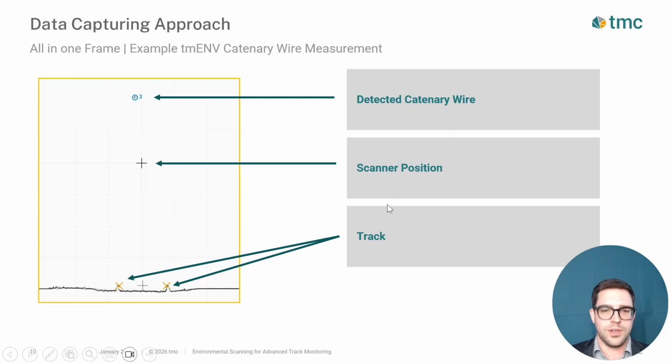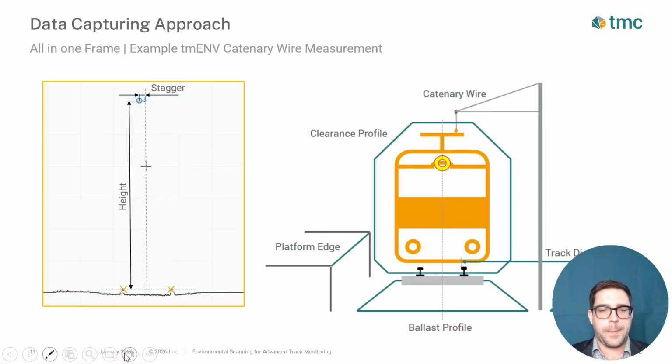As you can also see in that picture, on top we have the catenary wire, here we have the scanner position, and we have also the track. This leads to a measurement of the stagger of the catenary wire in that example, and of course also of the height. The height is always related to the top of the rail, and the stagger always to the track axis. So the scanner detects the track, produces the track coordinate system based on that detection, and related to the track coordinate system, it measures the stagger position, so the catenary wire position.